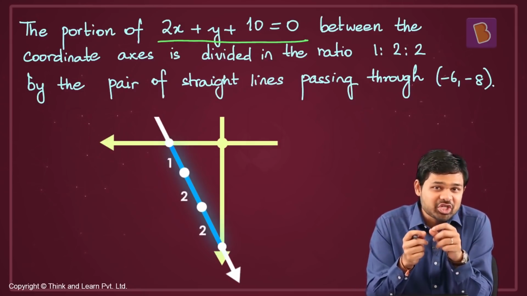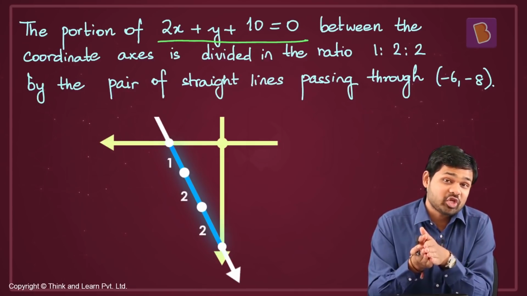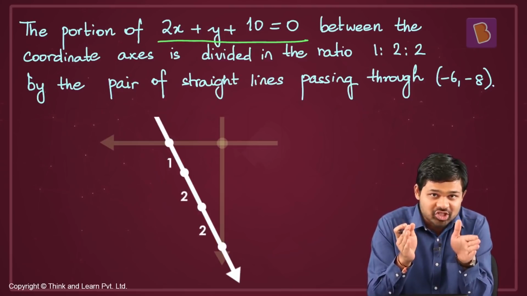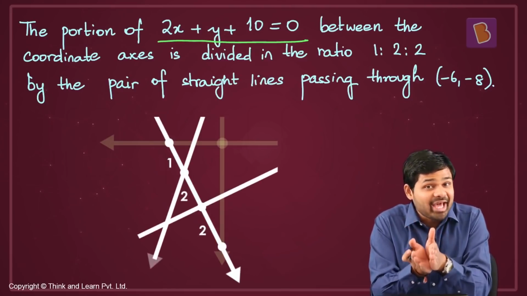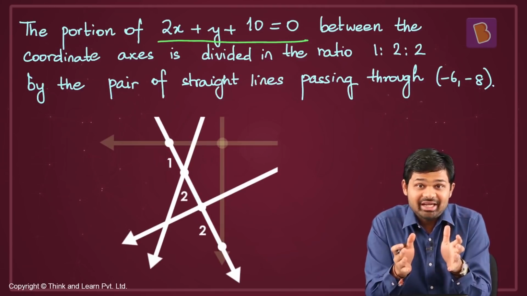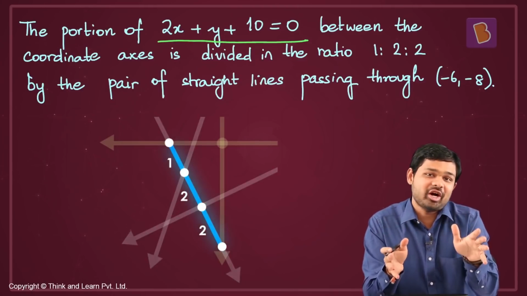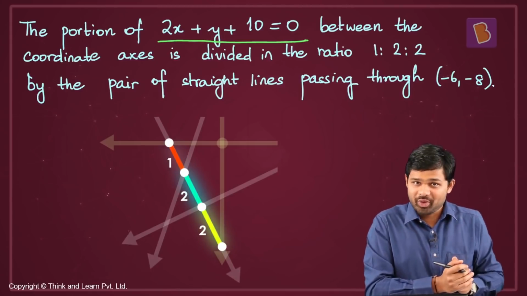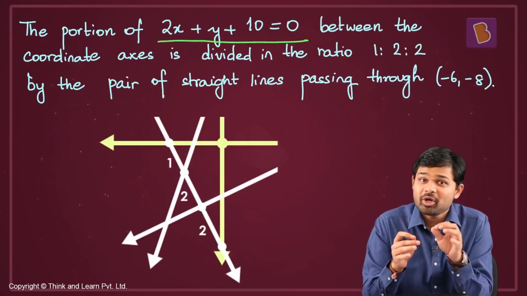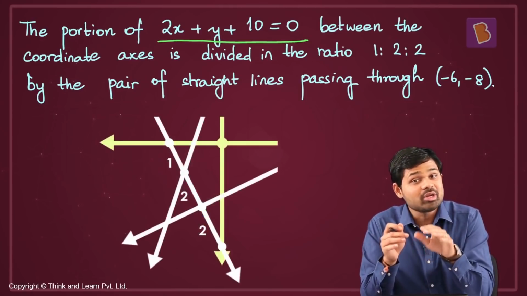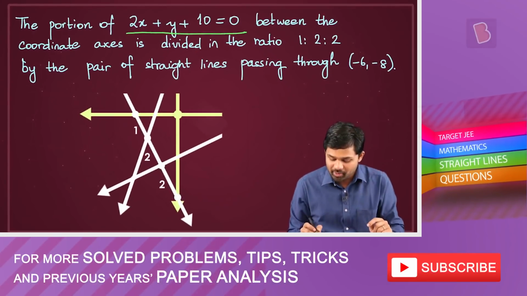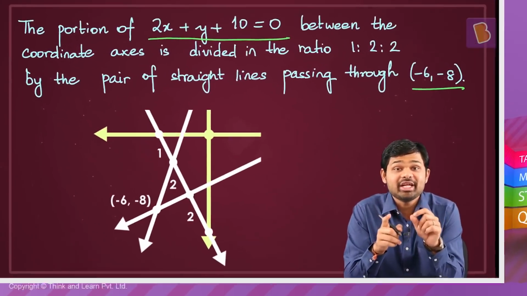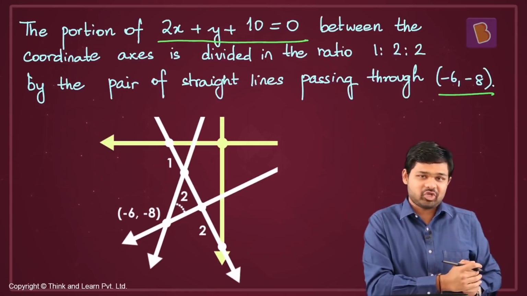Now, what are these 2 points? These 2 points are actually the points of intersection of a pair of straight lines with this given straight line. So 2x plus y plus 10 equal to 0 is a straight line that is intersected by a pair of straight lines at 2 points such that the portion of this line between the coordinate axis is divided in 1:2:2 ratio. I hope you understand this from what is given in the question. The other thing told about the pair of straight lines is that they pass through a common point -6, -8. Now, the objective is to find the acute angle between the pair of straight lines.